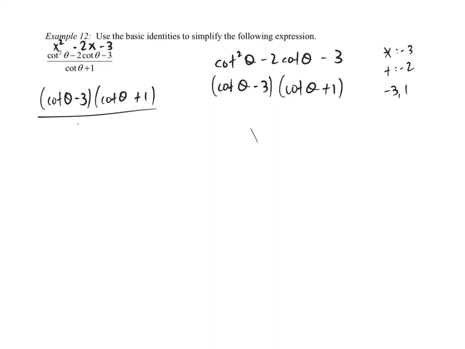And that's going to be divided by cotangent theta plus 1. And so what I notice now is that this denominator cancels with this cotangent theta plus 1 in the numerator. And so I am left with my final answer, which is cotangent theta minus 3.